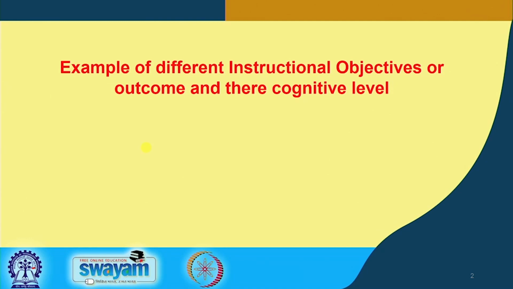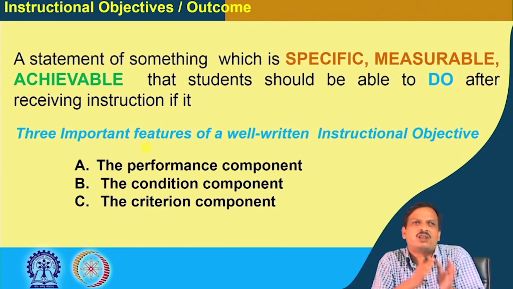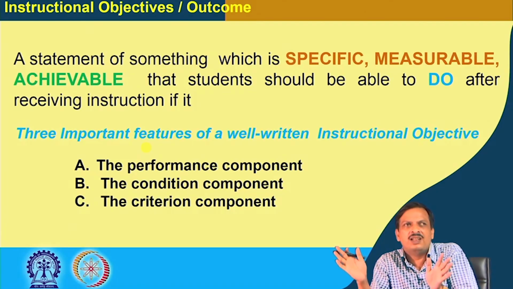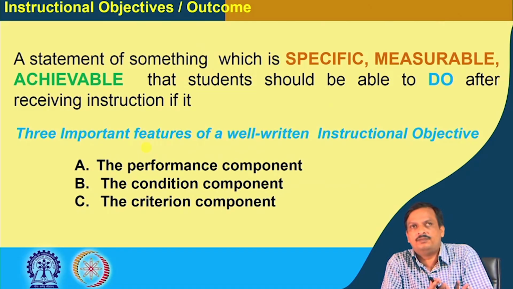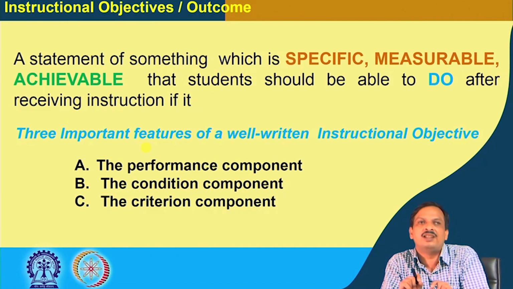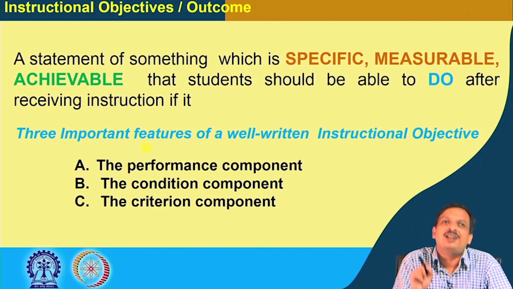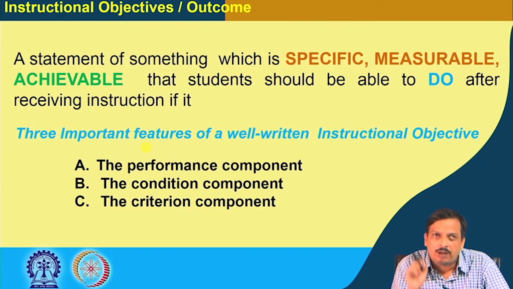Okay. So, let us first think about what we said about instructional objective or outcome. An instructional objective or outcome, whether it is a course outcome, module outcome, chapter outcome, training outcome, project outcome, whatever it is, it should be measurable, specific, achievable, and it is a statement of what the learner will be able to do after receiving the instruction. It is not what the teacher will cover, it is what the learner will be able to perform.